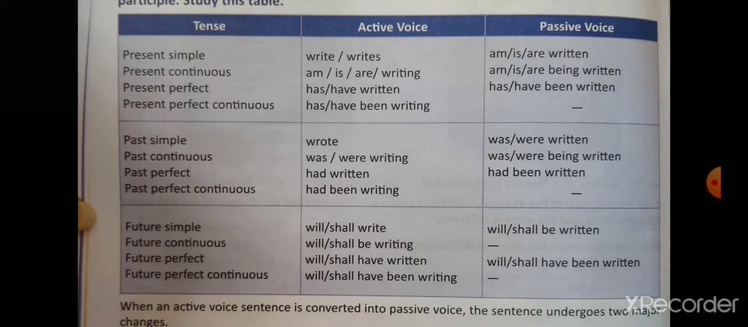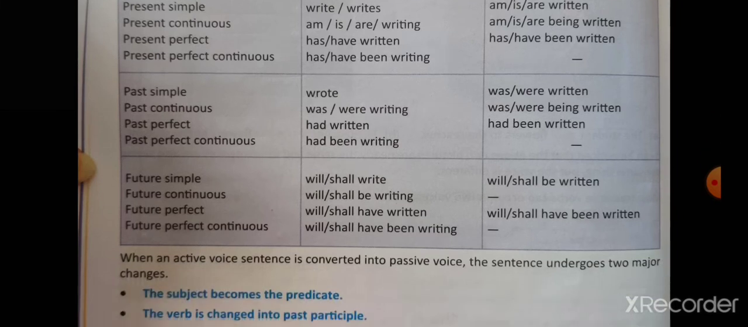So out of 12 tenses, there are 4 tenses which cannot be changed into passive voice, which are present perfect continuous, past perfect continuous, future perfect continuous and future continuous.